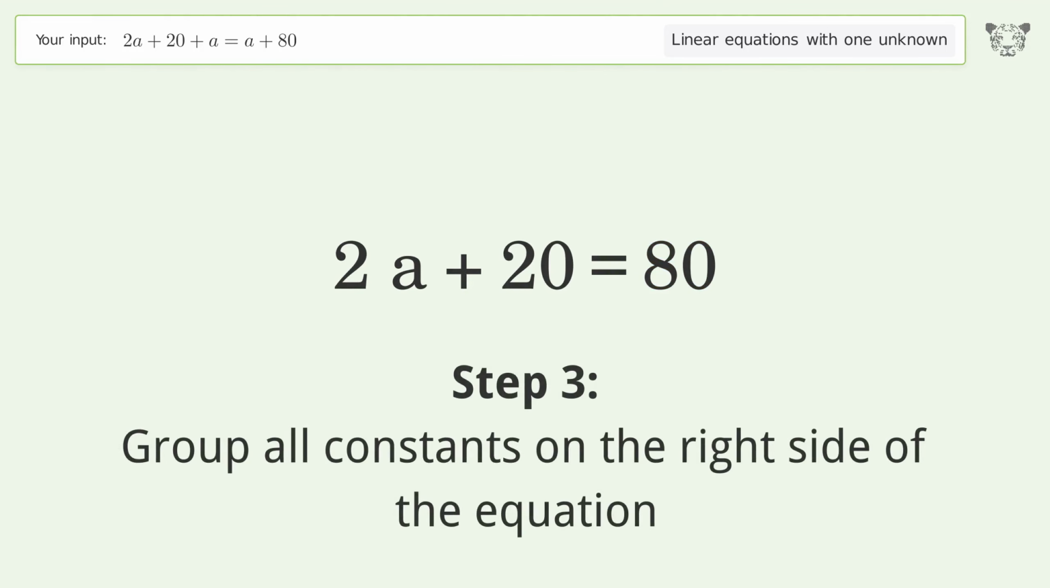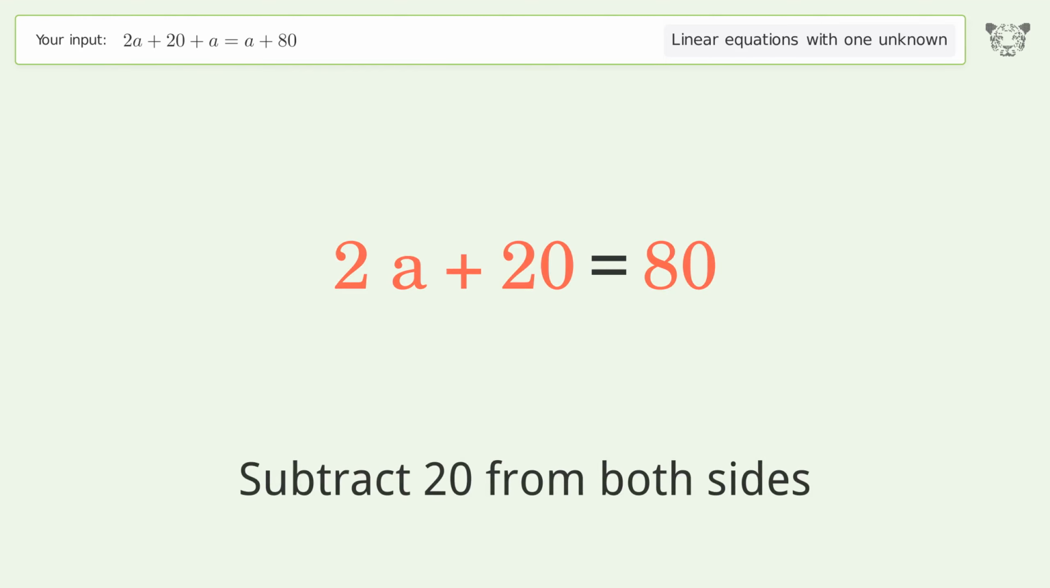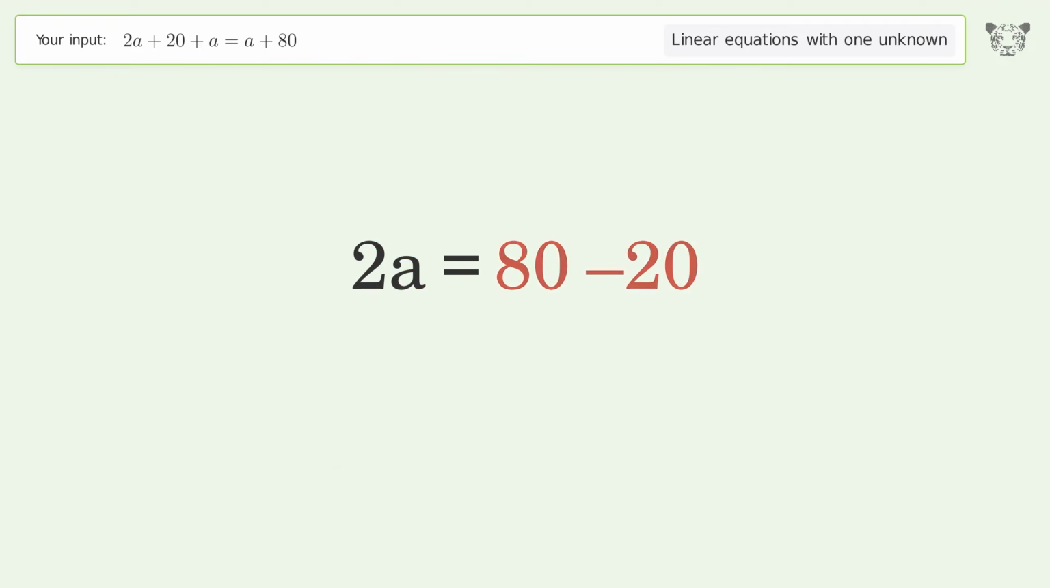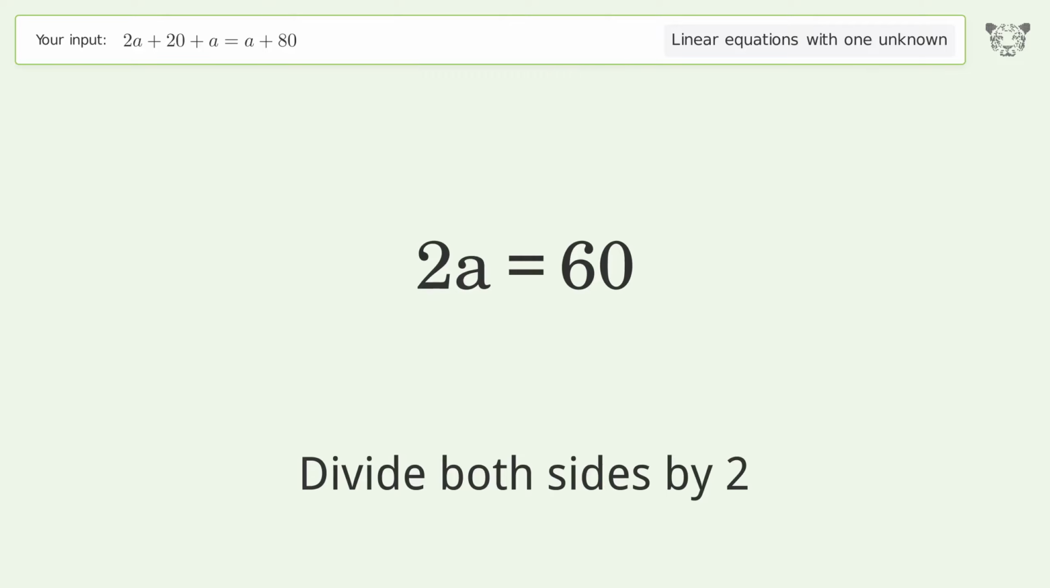Group all constants on the right side of the equation. Subtract 20 from both sides. Simplify the arithmetic. Isolate the a. Divide both sides by 2.